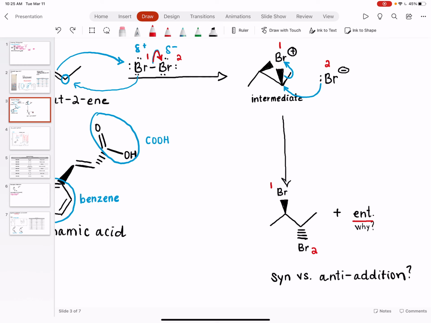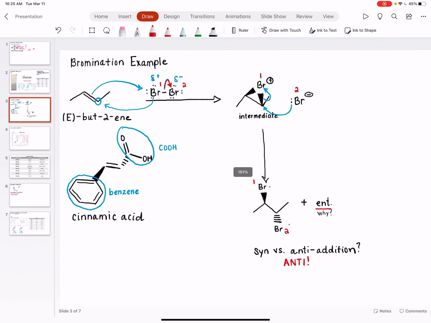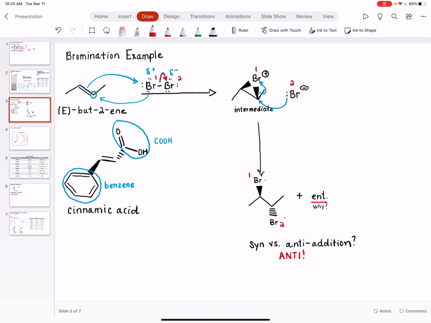Is it syn versus anti-addition? In this example, I believe this is one of your pre-lab questions as well. This would be anti-addition because the bromines are being added to opposite sides. So you can see they are both on opposite sides there. So anti-addition. So hopefully this helps you walk through bromination, and you're able to do it with cinnamic acid during lab. And just make sure you ask your TAs if you have any questions.